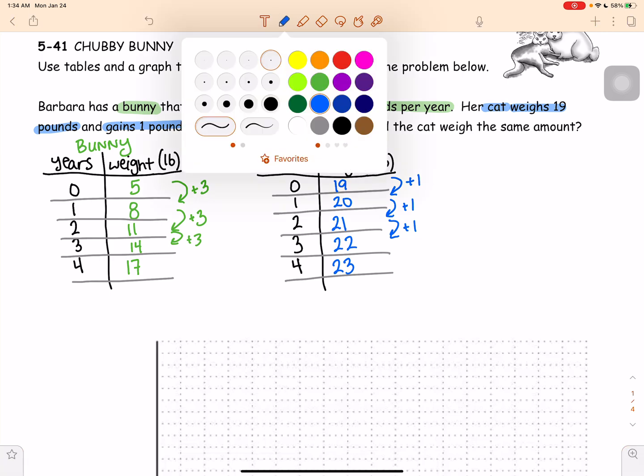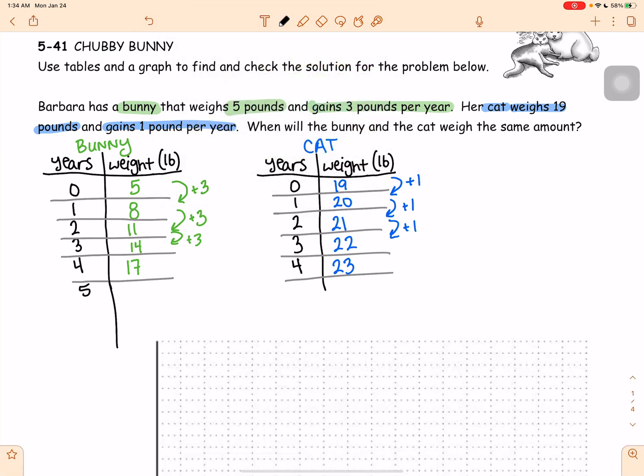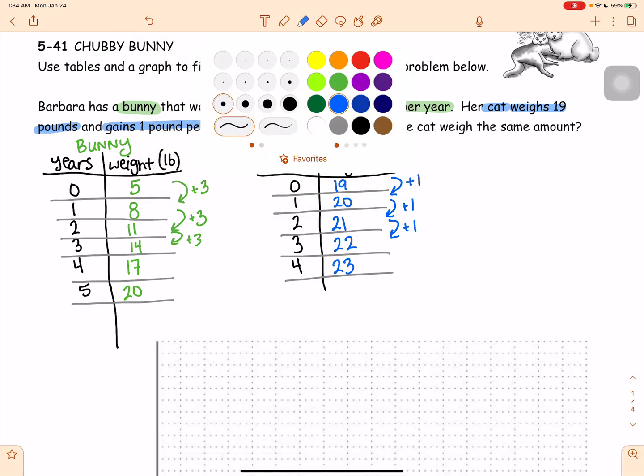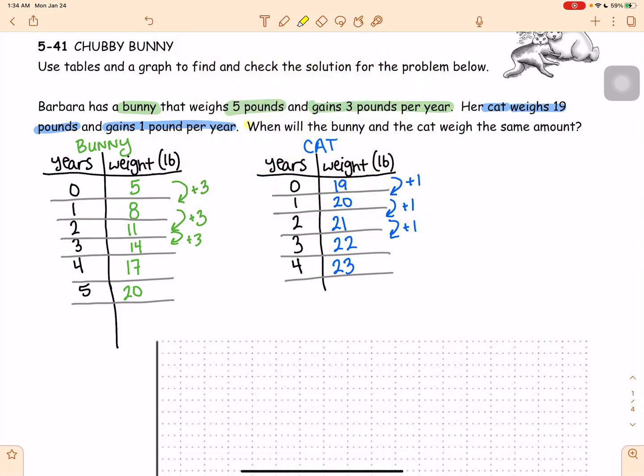So at first I was like, we just have to add 3 more pounds, and then they're going to have 20 pounds, right? If we add 3 to 17, we get 20 pounds. But that's not our answer. It says, when will the bunny and the cat weigh the same amount? And that means at the same time, right? So the cat might weigh 20 pounds after 1 year, but the bunny, it takes it 5 years to get up to 20 pounds. So we have to keep going, right? Keep on adding more data to figure out exactly when will the bunny and cat weigh the same amount.